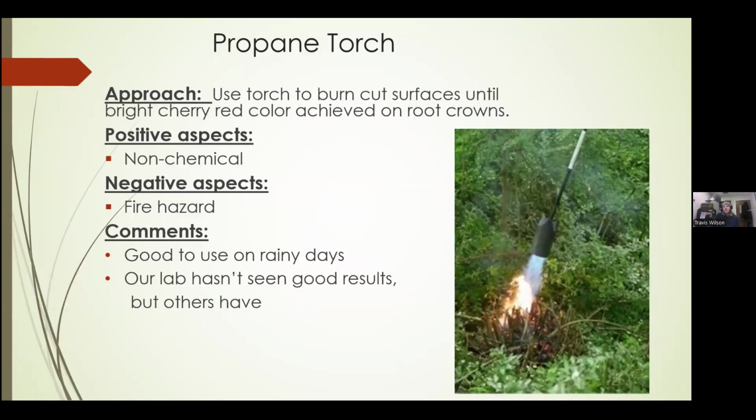Another fire option is a propane torch. And with this approach, you want to cut the target individual, kind of like you would as a cut stump option. And then you would use a propane torch, and you burn that stump until you get a bright red cherry color.